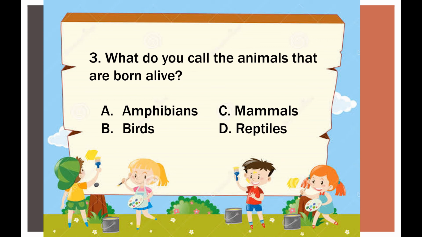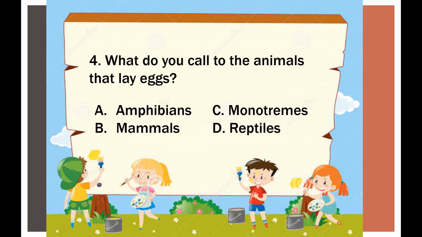Number 3. What do you call to the animals that are born alive? A. Amphibians. B. Birds. C. Mammals. D. Reptiles. Number 4. What do you call to the animals that lay eggs? Letter A. Amphibians. B. Mammals. C. Monotremes. D. Reptiles.